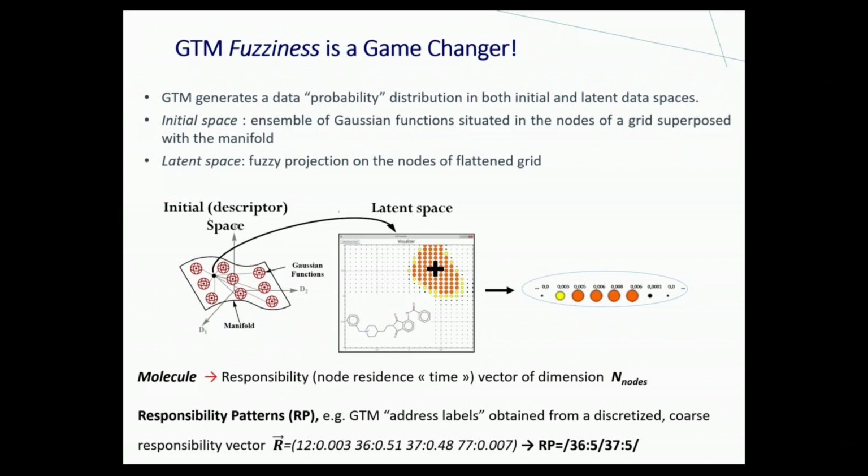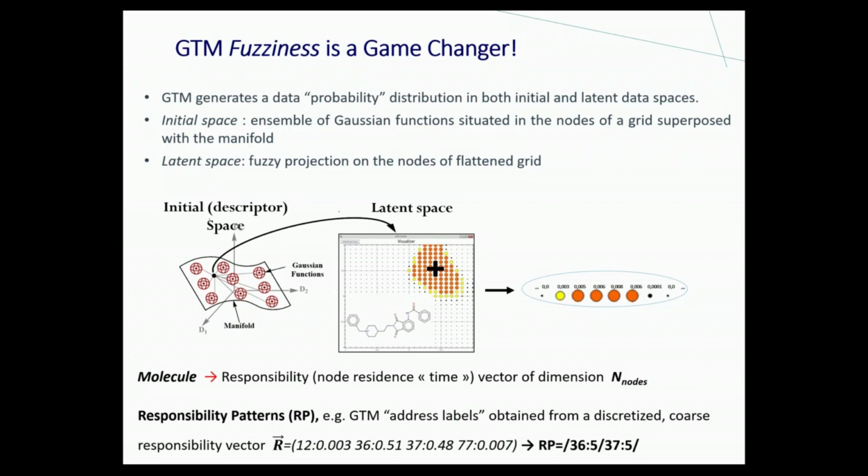Okay, and so why is this interesting? Well, you can actually do some rounding up of these real number vectors. You say this guy is a 3 per mil in node 12, 51% and 48% in node 37, and then some residual in node 77. Ignore the residuals and round up these two, and so this will give you a kind of a street address label. And why is this interesting?